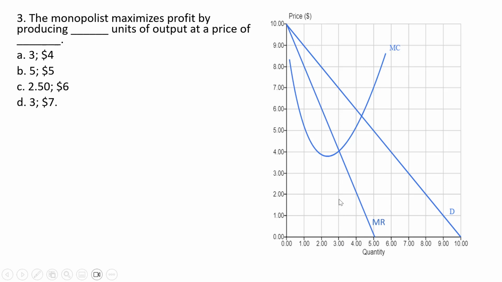To get the price, we take this 3 units, we move it up into the demand curve here vertically, come across, and we get a price of $7 per unit. So answer D is correct.